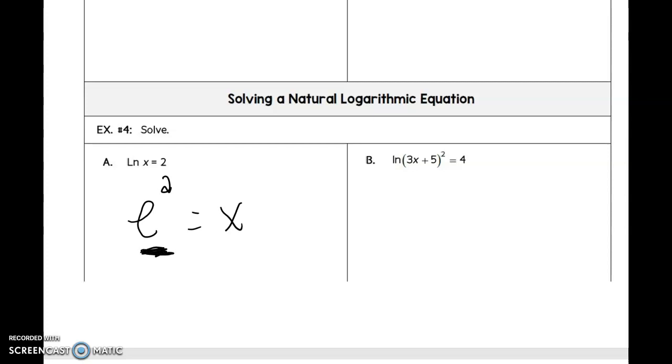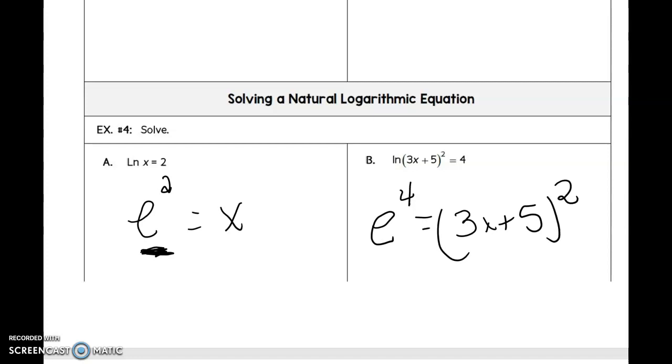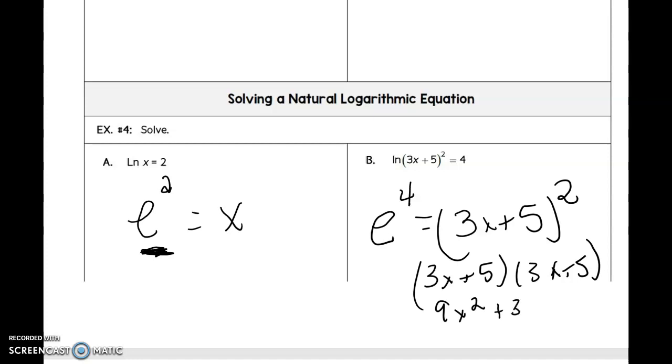Okay, here your base is e to the power of 4 equals this ugly stuff. So we have 3x plus 5, raised to the power of 2, and then I want to see if my way is going to work. Let's factor this out. 3x plus 5, 3x plus 5, factor, right? This is 9x squared. 15x plus 15x is 30x. And then plus 25 equals e to the power of 4.